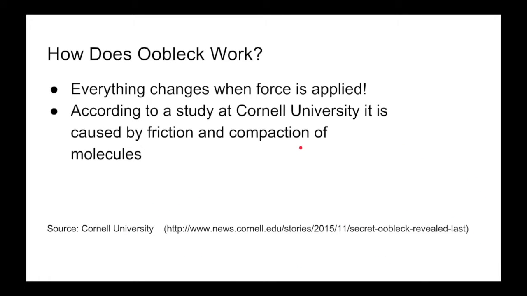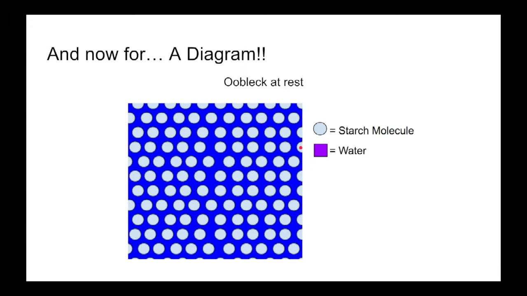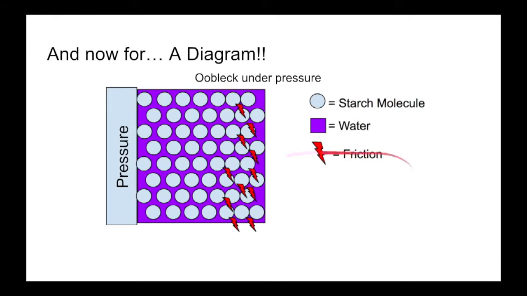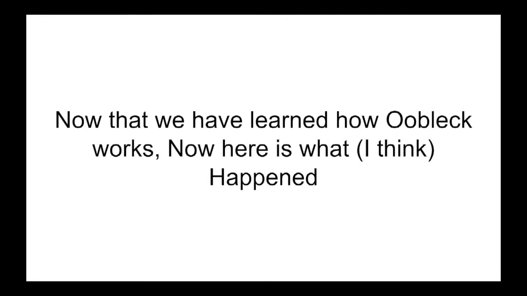Let me show you. As you can remember, this is what Ooblek at rest looks like. When you apply pressure to it, everything changes. You now have molecules that are extremely tight together, touching each other, and the friction is causing them to have a harder time moving, which is causing it to become a solid. Now that we have learned how Ooblek works, here's what at least I think happened.